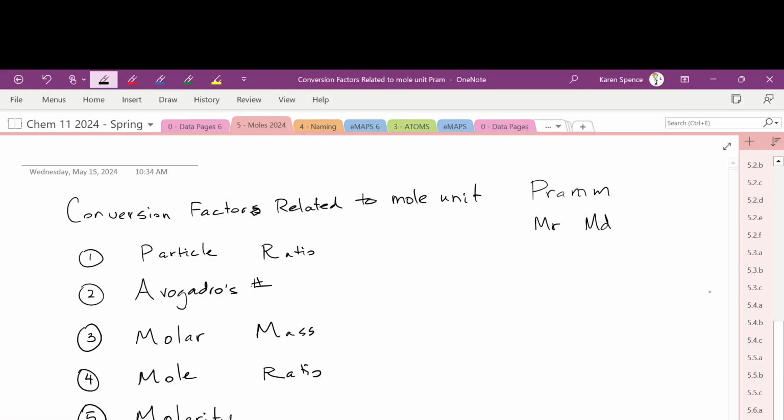Okay, so we have 6 conversion factors. Particle ratio allows us to convert between. Now, once you have these written down, write down what they convert between.